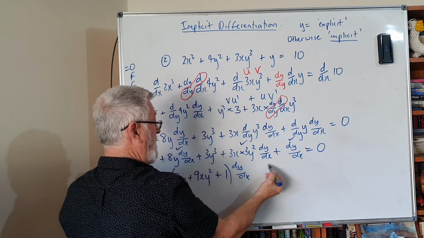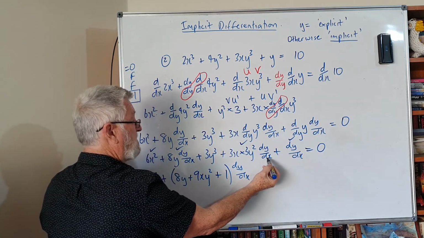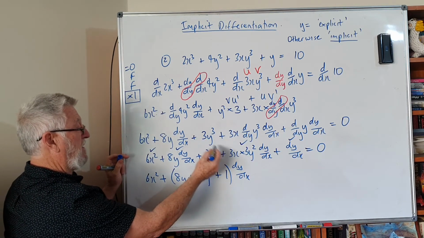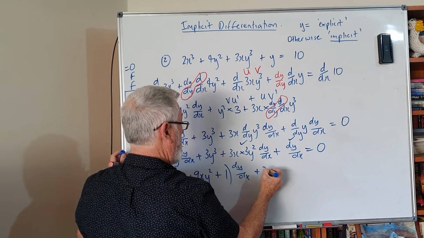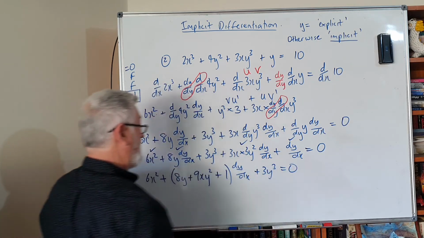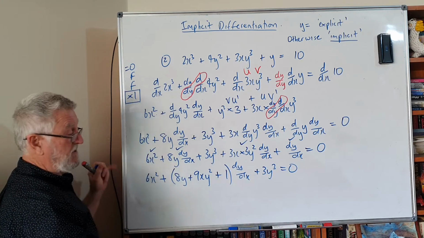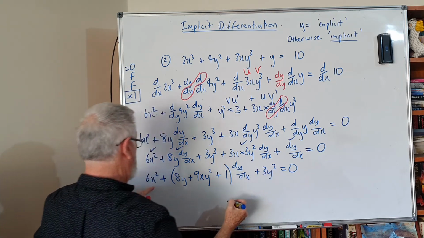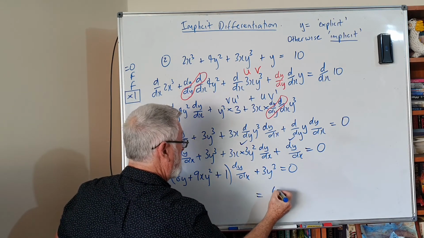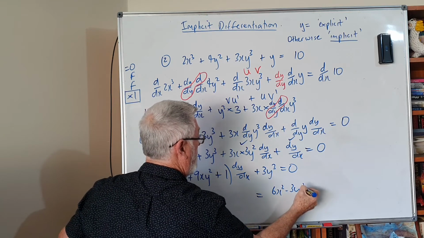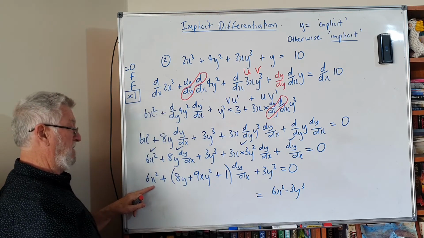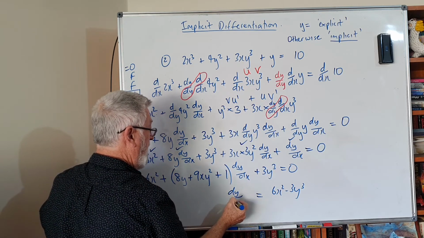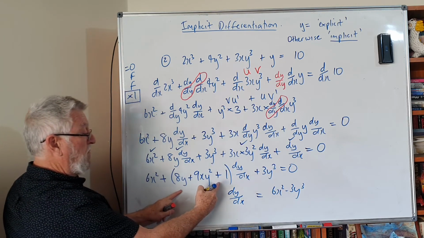The dy dx has come out, which leaves 1. The dy dx has come out, which leaves that. And the dy dx leaves that one there. And I can't forget about this one here. Plus 3y cubed equals 0. Now if we want to make dy dx the subject, here's the end of the question. So now I put this one over the other side. I've got 6x squared minus 3y cubed. It's getting long-winded. I'll make that the subject, dy dx. I divide both sides by all of that.